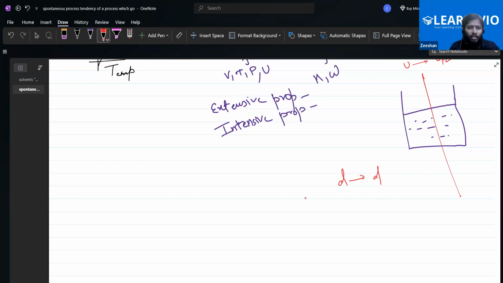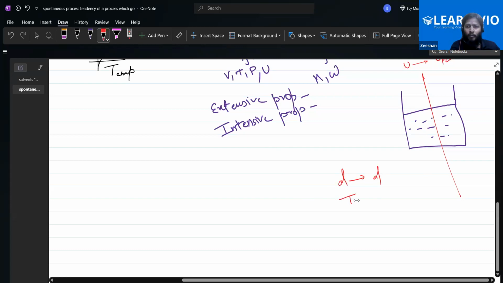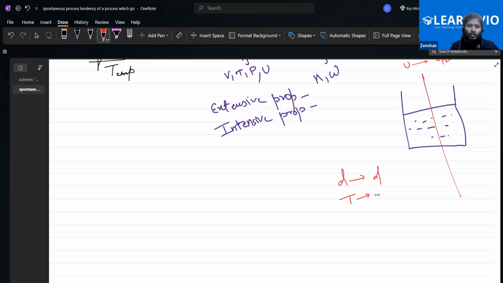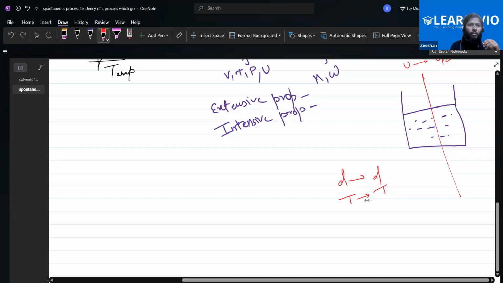Temperature. Jesseline, tell me, does temperature become T by 2? Does temperature also reduce or does it remain the same? Reduces. If you have a big container of ice cream and you take out one scoop, does its temperature decrease, increase, or remain the same at the moment you scooped out the ice cream? It remains the same. Good. Everybody understood?